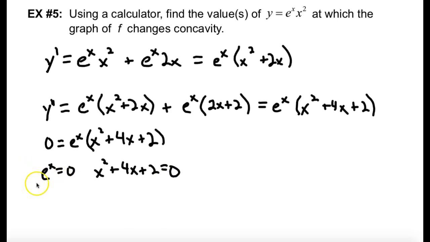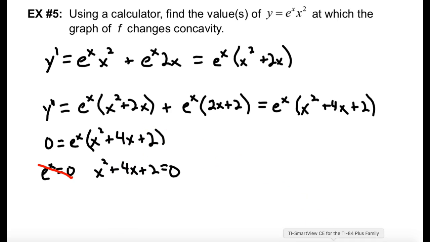Now this one, if I try to solve by taking the natural log of both sides, I will get x equals the natural log of 0. Natural log of 0 is undefined, so this does not give me any answers. This one does not factor nicely, so if we're able to use a calculator, we can just graph this and find where it crosses the x-axis.